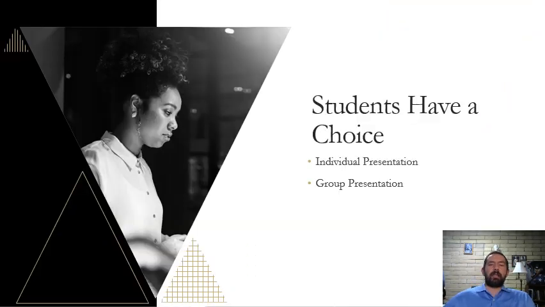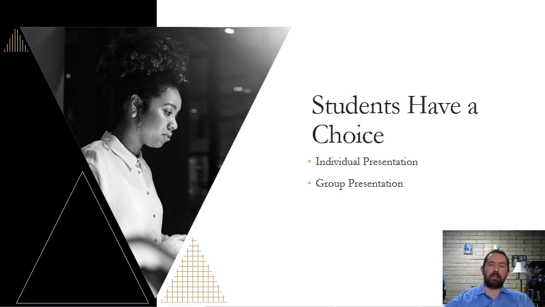So for the presentation, students will have a choice. They can present individually or as a group. Now you might think that the individual part of it would negate the collaborative learning, but what will happen is during the presentation, students will still be learning from each other. That fits both the flipped classroom and collaborative learning strategies.